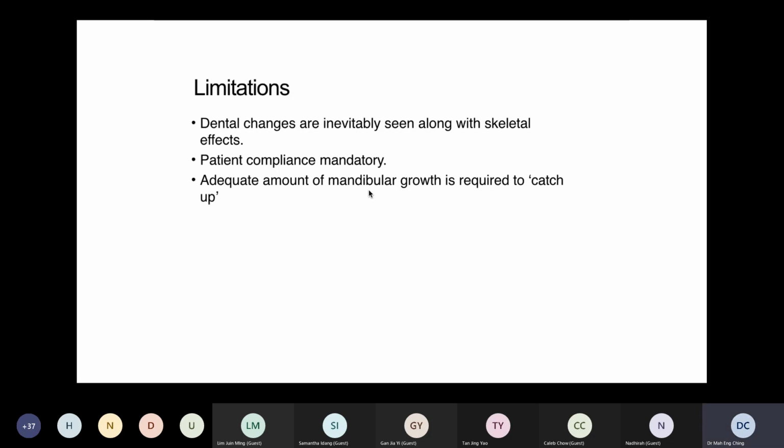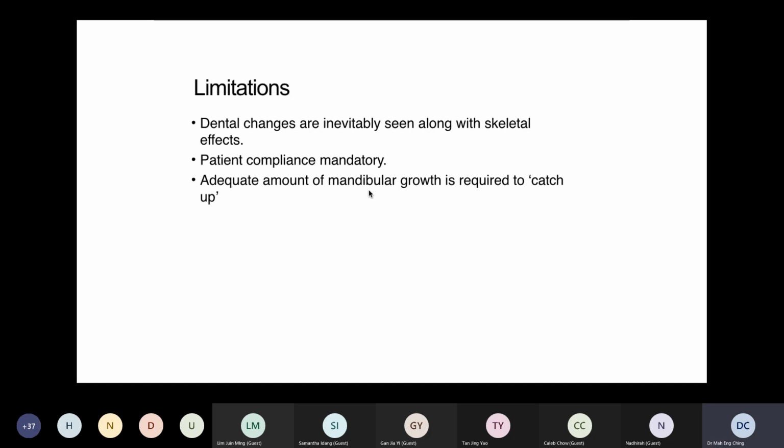But with this one, patient compliance is mandatory. Like we talked about in the last lecture, whenever it comes to removable appliances, compliance is always ultimately the most important thing. If the patient is not going to wear this appliance, nothing will happen. And with this face mask or headgear or extraoral appliance, you need the patient to wear it more than 12 hours. If this cannot be done, then maybe the result won't be good. Adequate mandibular growth is also required to catch up.